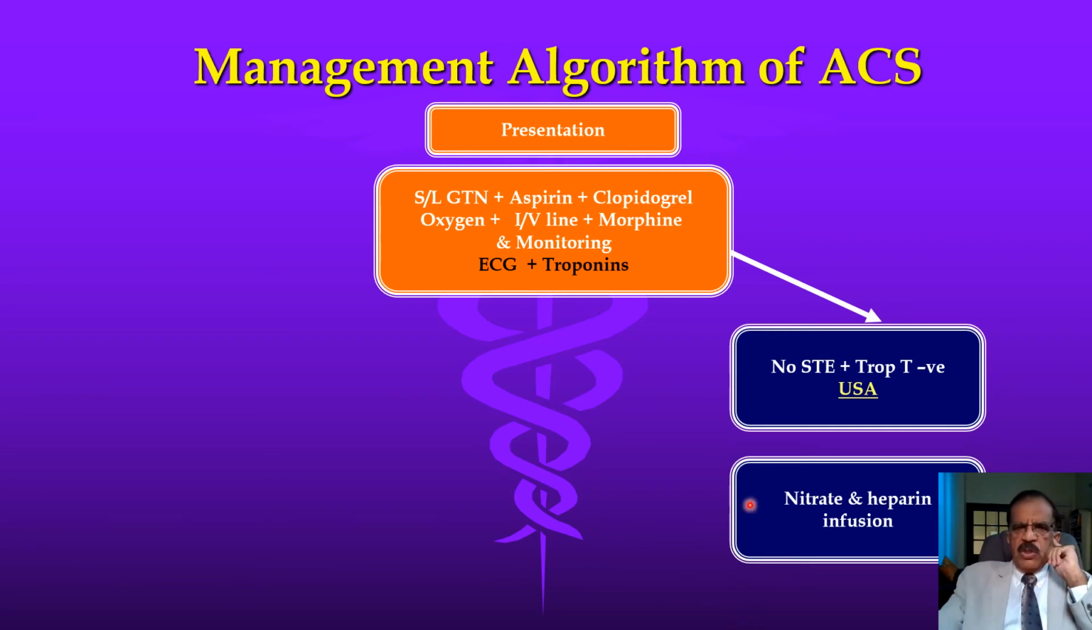So on ECG, suppose there is no ST segment elevation and troponins are also negative. Now for troponins to be negative, you have to consider that they become positive only after 4 or 5 hours of the onset of the chest pain. So if the patient has been having pain for the last 4 or 5 hours and troponin is negative, only then you can rule out myocardial infarction. So if that condition is fulfilled, then you would call it unstable angina.